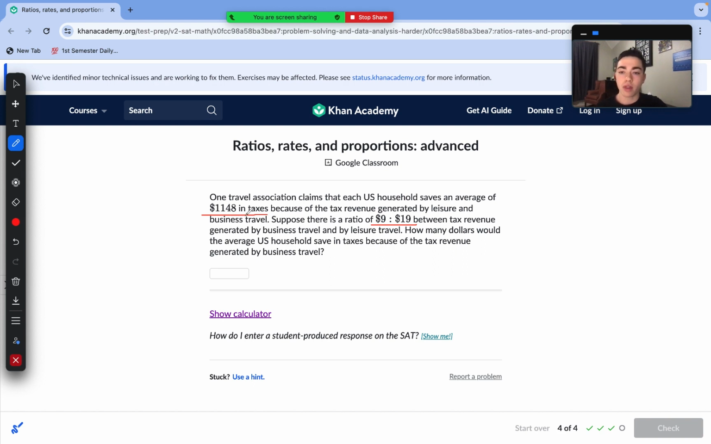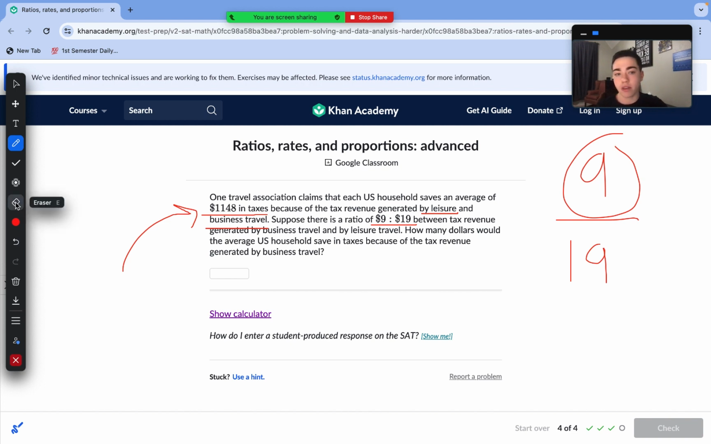So we know that 1,148 is tax revenue generated by both leisure and business travel. And the numerator of this ratio, 9 represents the business travel, and 19 represents our leisure travel. So to go from the total amount, business and leisure travel, to just getting to a value generated by business travel, we need to take our business travel tax revenue and then put it over the total amount. The total amount is not 19, it's 9 plus 19. So now our new ratio is 9 over 28. 9 plus 19 is 28.